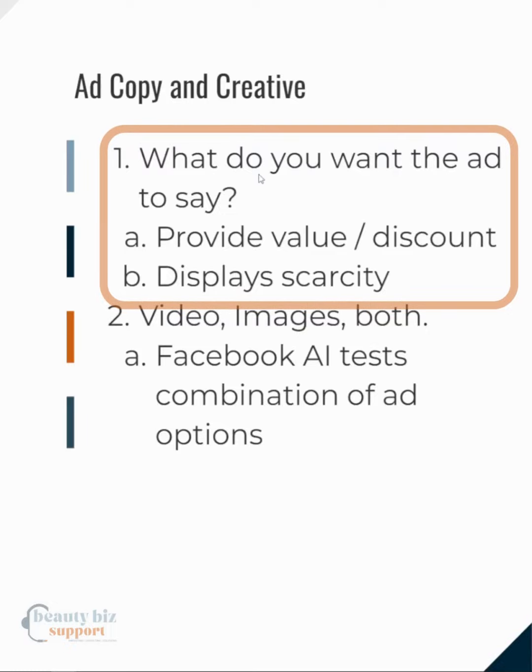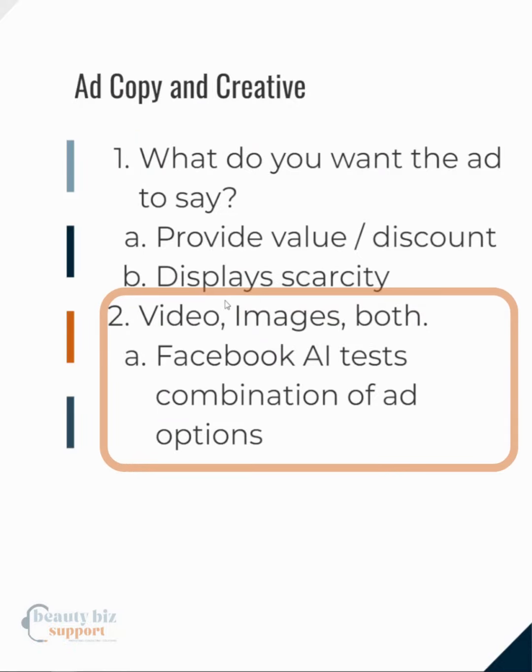Ad copy and creative. So what do you want the ad to say? Is your ad providing value and discount? Does it display some type of scarcity, meaning a limited supply of some type of discounted offer? Think about Groupon: there's only 10 available of this at this price. Does it offer that? Are you using videos, images, or both? And one of the things with Facebook, if you're setting up your ad to display multiple videos, multiple images, multiple ad copy, multiple text, Facebook's AI tests a combination of those options to create the best ad that's going to attract the most users to opting into your ad.